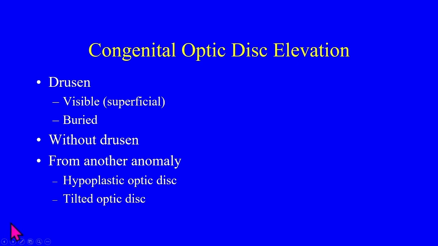These are the causes of congenital optic disc elevation: drusen, which may be visible or buried, and I'll show you those in a moment. An underappreciated cause is simply without any drusen. The discs are just congenitally elevated. There's nothing special about them. However, they may be from another anomaly such as hypoplasia or a tilted optic disc.